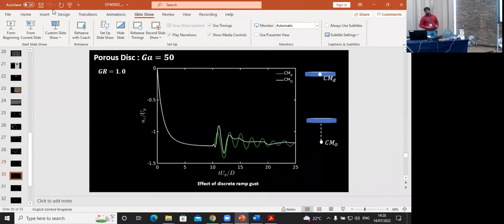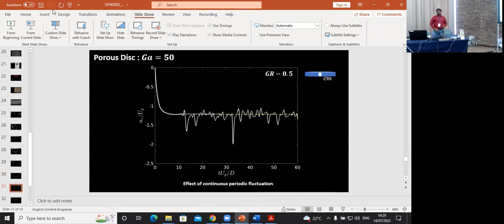And this is for a higher gust ratio, where we can see that the amplitude of the transient is much higher, of course, intuitively, but it clearly shows that when the center of mass is at an offset, the transient is almost done and it slowly damps down to the terminal velocity.